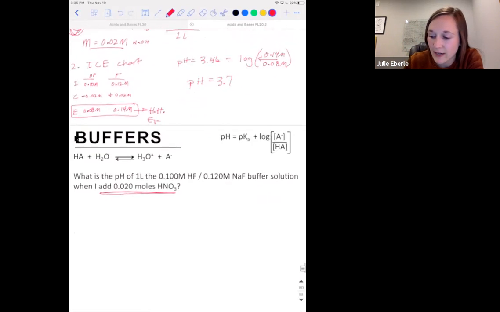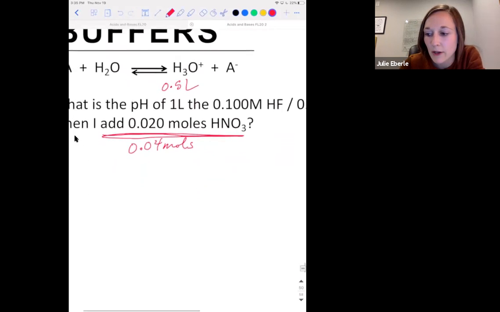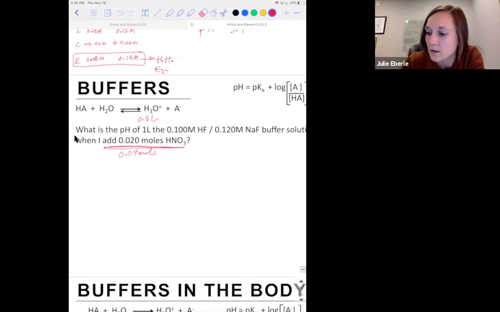Now, I was very kind in the example problem because it's brand new. I did not change the numbers. I said we added the same amount of acid, 0.02 moles. But I could have easily said we add 0.04 moles. I could have said we have 0.5 liters, okay? So whatever the moles and whatever the liters are, it shouldn't matter. We still have to calculate molarity. So let's do that.